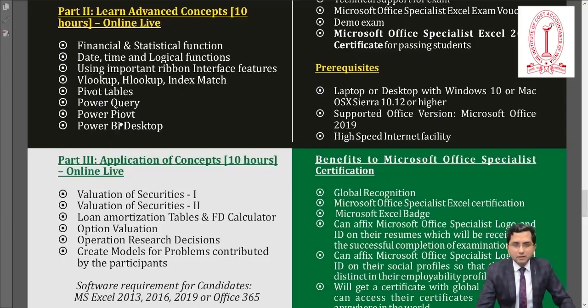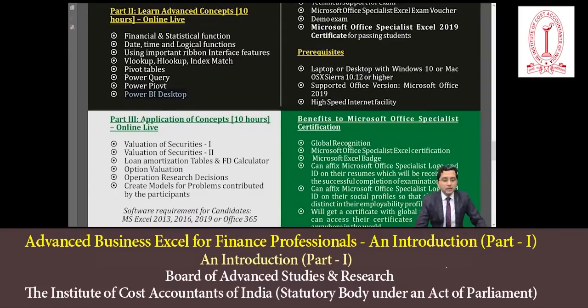As far as Power BI Desktop is concerned, probably we will not be covering it in depth because it itself is a full course. But yes, pivot table, Power Query introduction and Power Pivot introduction we will definitely be looking at.